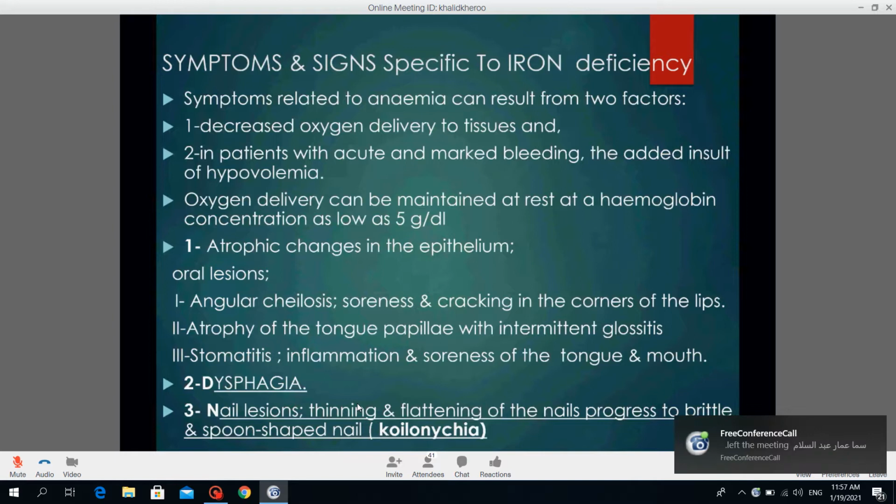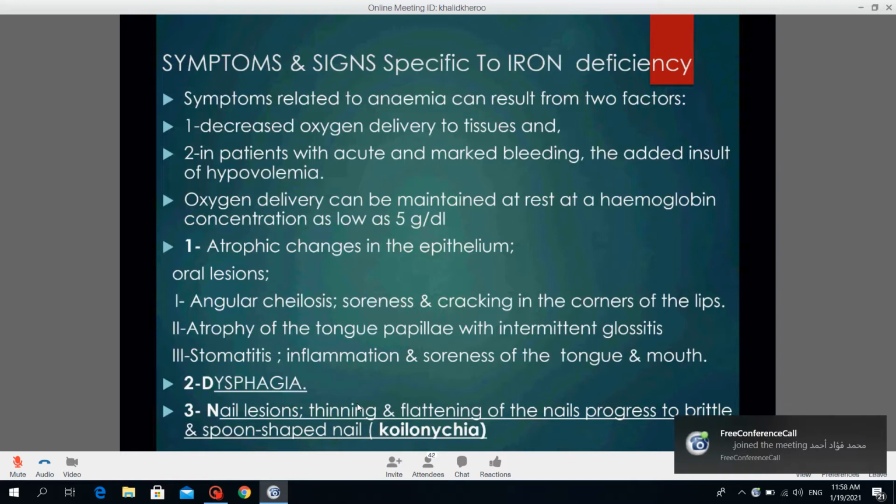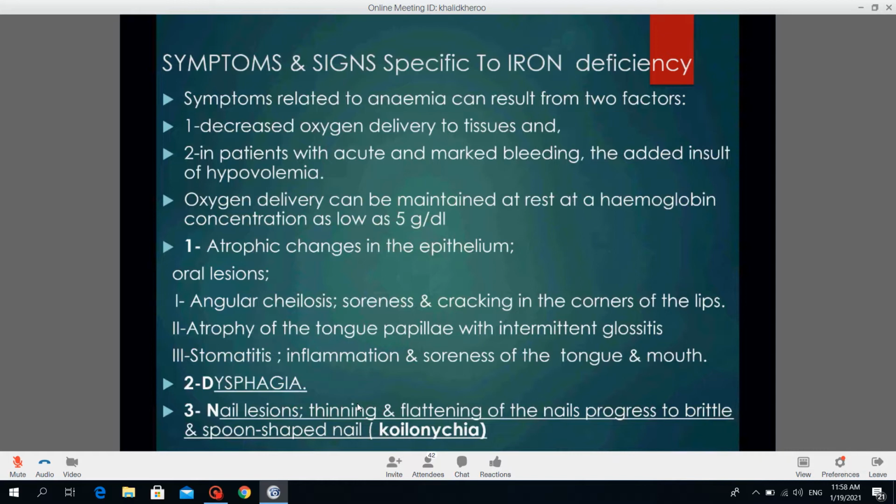These are the atrophic changes in the epithelium. In the oral lesions, we have what is called angular cheilosis. Angular cheilosis means soreness and cracking in the corners of the lips. يعني أكو تشقق بزوايا الفم. وهذه one of the manifestations of iron deficiency anemia.